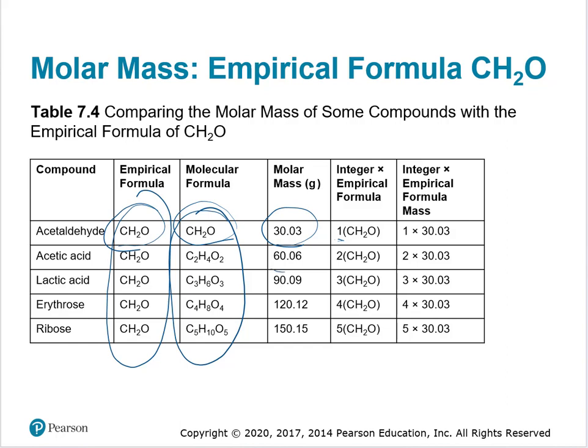Now let's say that my molar mass doubled. That means I need to multiply everything in my empirical formula by 2. If it's tripled from the original, then I would multiply everything by 3. And then you can see if I have a mass of 120.12, that's 4 times my empirical formula and 5 times the empirical formula. So you take everything in that empirical formula and multiply each element by that integer.